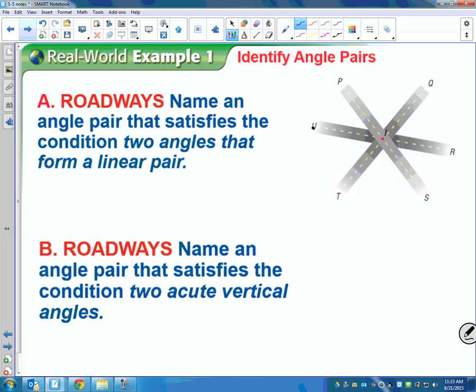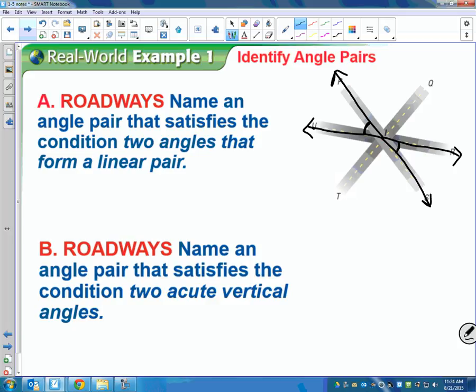What did you say? UIP. What do you think? Do you think that's a linear pair? UIP would be this angle, right? RIS would be this angle. That's not a linear pair, but what did you just give me? Those are vertical angles because they're right across from each other. You see that? So I think you just answered B.